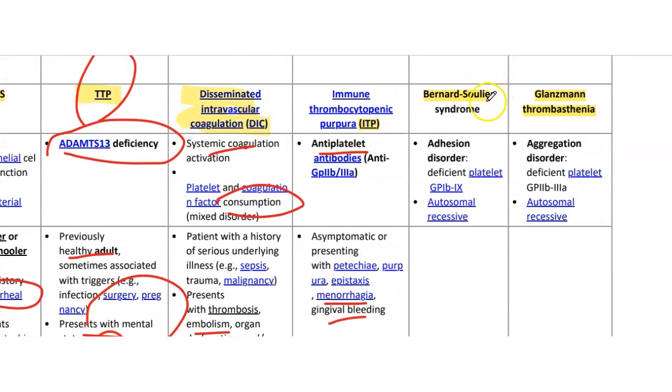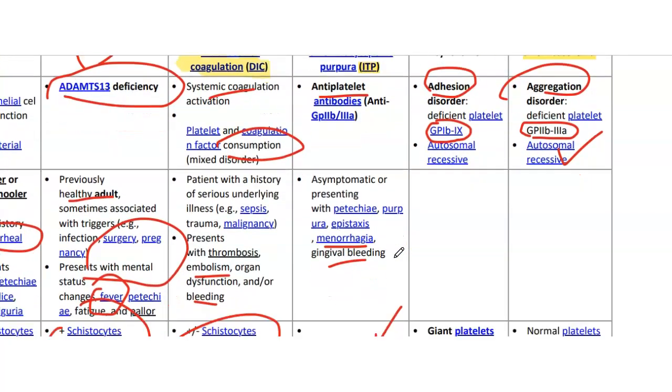Then we have Bernard-Soulier syndrome. Bernard-Soulier is an adhesion disorder in which we have deficient GP1B/9 receptor, and it's autosomal recessive. While Glanzmann thrombasthenia is an aggregation disorder, we will have deficient platelet GP2B/3A receptor, and it's also autosomal recessive. So Glanzmann is an aggregation disorder, while Bernard-Soulier is an adhesion disorder, and different receptors are affected, but both are autosomal recessive.